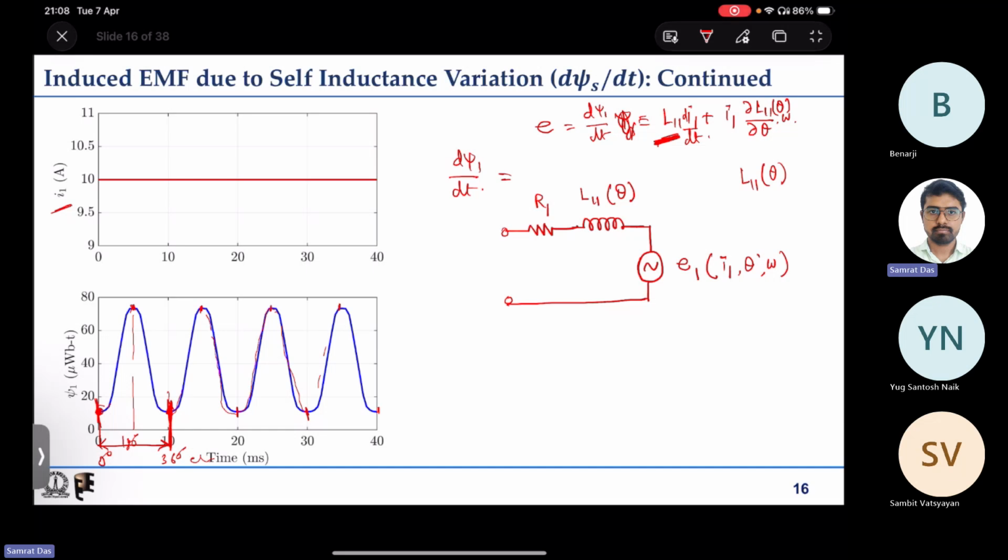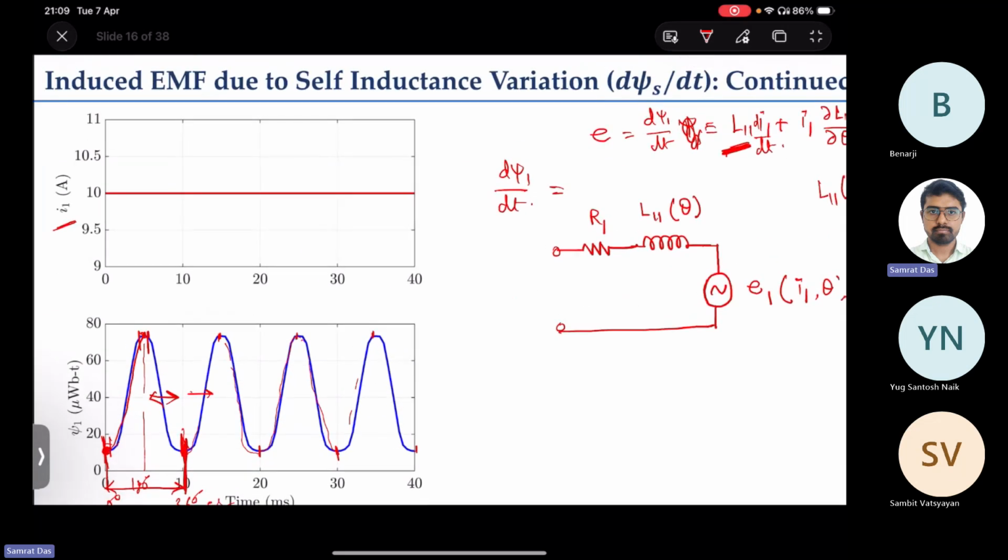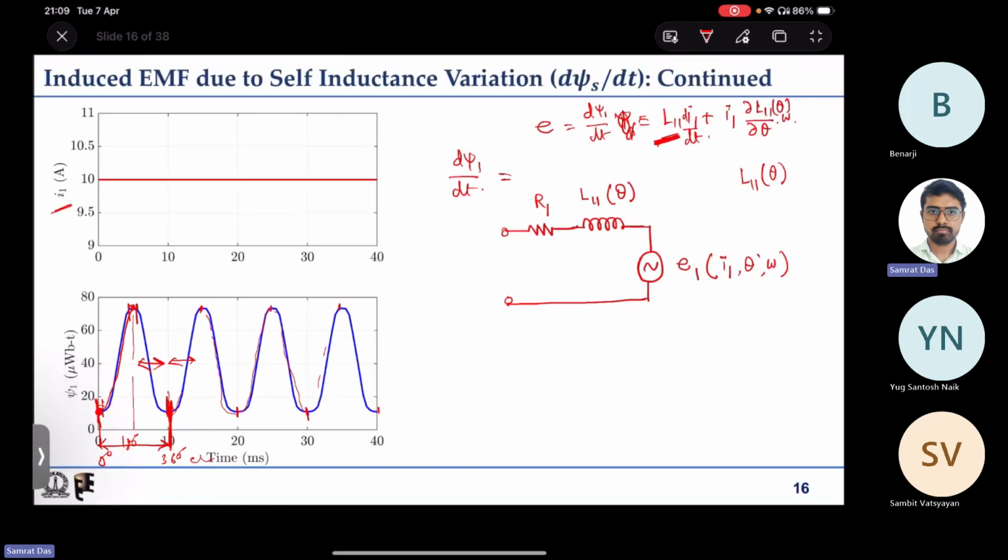And how will this back EMF be? When the inductance is rising, that means dou L dou theta is positive. So in this region you have positive back EMF, and in this region negative back EMF, again positive and negative. In the rising portion you have positive back EMF, and in the falling portion negative back EMF for this coil.